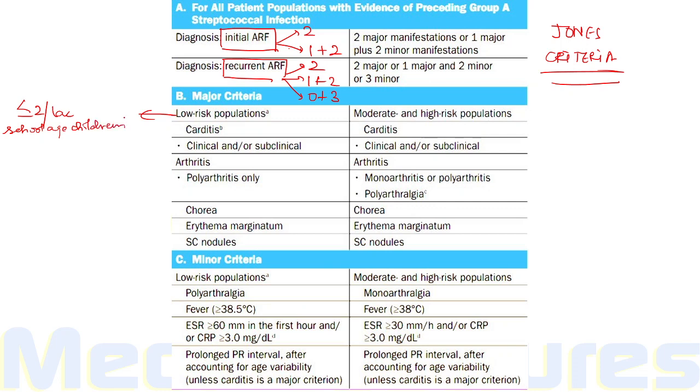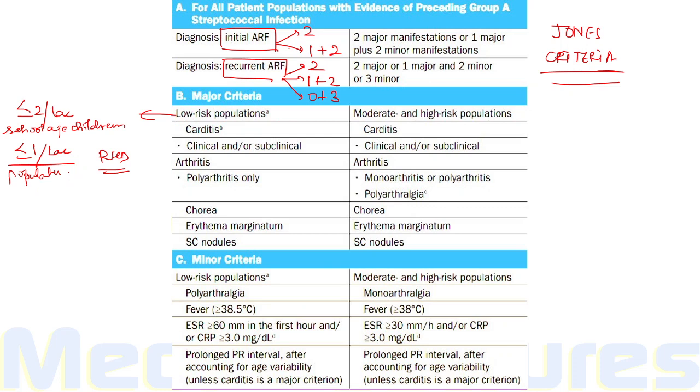Now if the school age is not considered and all ages are considered, then this will be changed to less than 1 per 1 lakh of the all age population. This is the prevalence of RHD or ARF incidence. So if this is less than 2 per lakh of school age children or less than 1 per lakh of total population, then these will be considered as low risk populations. Otherwise, these will be moderate and high risk populations.